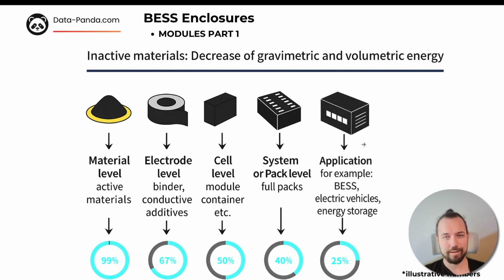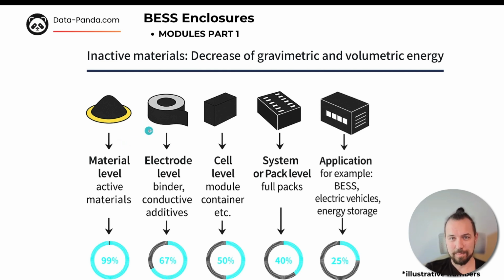At the material level, almost everything is adding value. Active materials store energy. That's the core function of the battery. But as soon as we move to the electrode level, we add binders and conductive additives. These don't store energy, but they are necessary to make the product manufacturable and reliable. From a lean perspective, this is necessary waste. We accept it, but we try to minimize it.